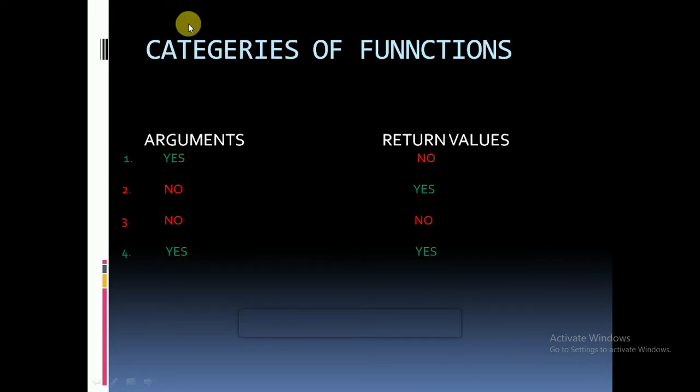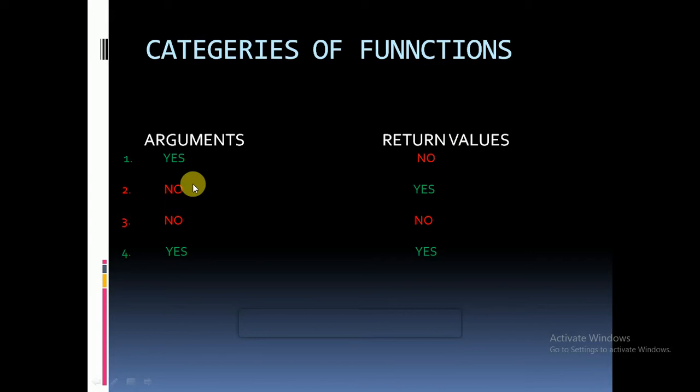And now the categories of functions. There are 4 categories of functions. Arguments are nothing but your inputs. If you are giving inputs to a function, those are called arguments. And the return values are the things which you are getting out from the function. If I am giving arguments to the function and I am getting no return values, then it comes under the first type: with arguments and without return values.